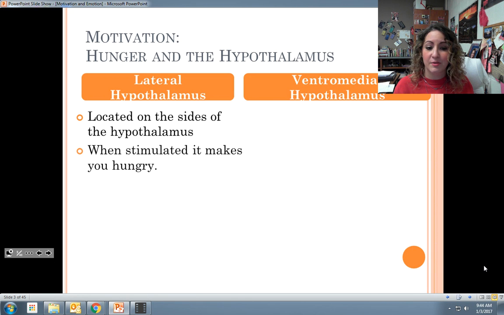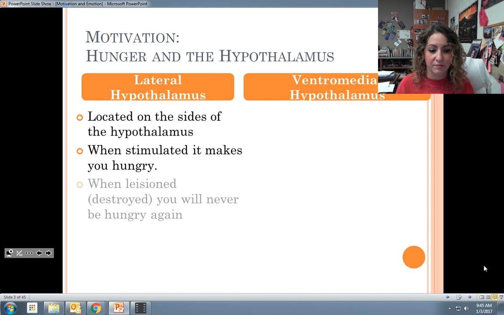So the lateral hypothalamus is located on both sides of the hypothalamus. When you stimulate it with an electrode or whatever, it makes you feel hungry. So it is active when you are feeling hungry. So here's the thing. What if we were to remove that part of your brain? We remove the part that makes you feel hungry. It means you'll never feel hungry again.